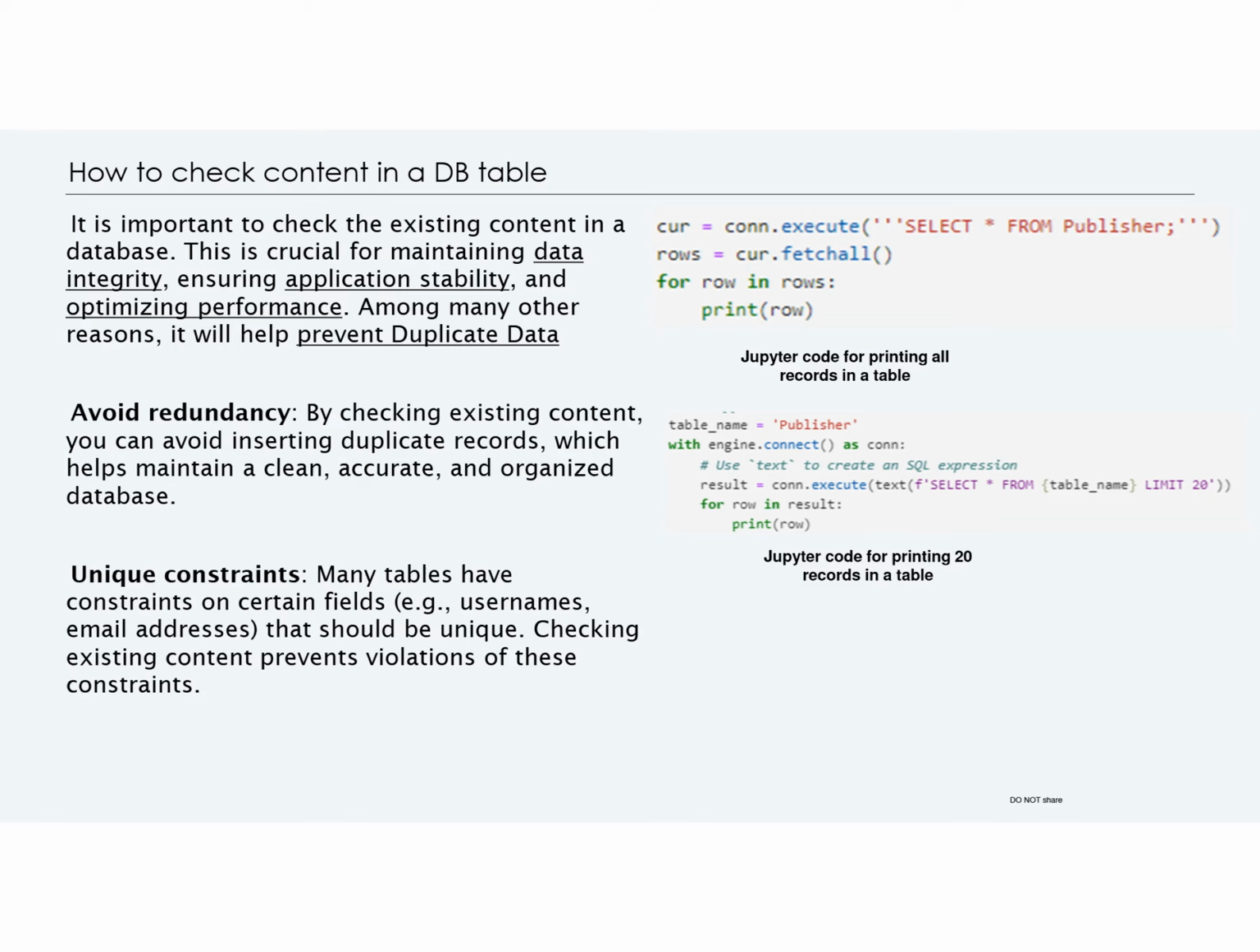Checking database content is super important for keeping data integrity solid and your application running smoothly. It helps optimize performance and stops duplicate data from sneaking in. By verifying what's already in there, you'll avoid inserting duplicate records and keep your database nice and clean. Tables often have unique constraints for fields like usernames or email addresses, so checking content is a great way to prevent any constraint violations. Use Jupyter code to print all records or a specific amount like 20 to get a quick overview.